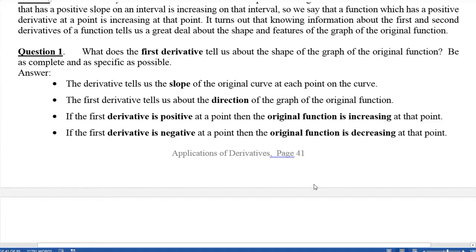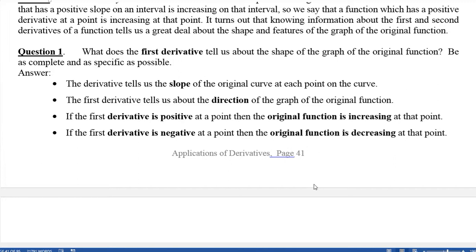Specifically, what does the first derivative tell us about the shape of the graph of the original function? The first thing that the derivative tells us is the slope of the original curve at each point on the curve, that is the slope of its tangent line. And that tells us the direction of the graph of the original function. Specifically, if the first derivative is positive at a point, then the original function is increasing at that point. In other words, its tangent line has a positive slope. If the first derivative is negative at a point, then the original function is decreasing at that point. That is, its tangent line has a negative slope.